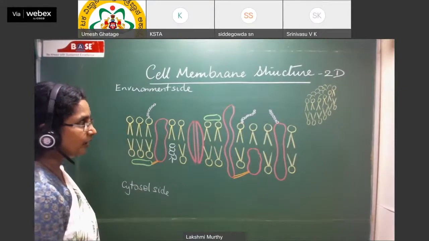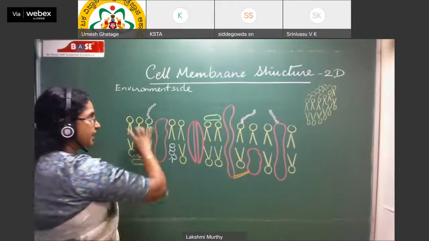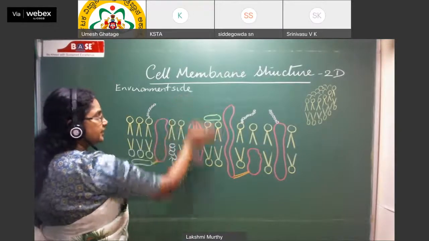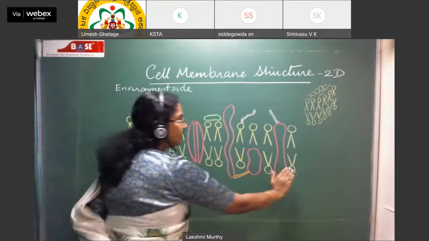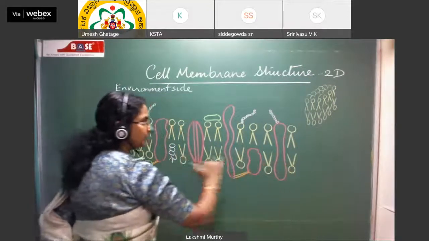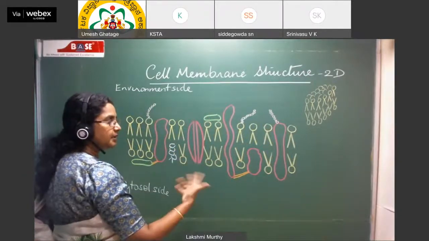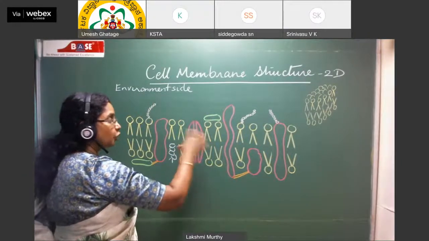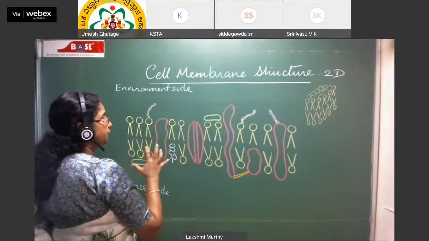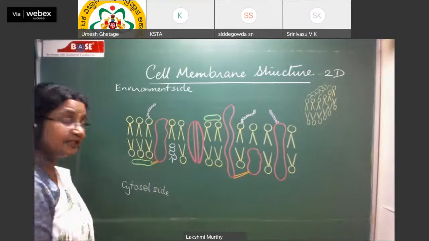Now let us try and understand what all these components are. I've already explained why the bilipid layer is arranged this way. This is the water side, this is the water side. So the heads are hydrophilic, they like water. They are polar parts, so they are present towards the water side. The tails are hydrophobic parts, that is, they are non-polar parts which face one another. This is what you have. Now let's come to some of the functions that you have seen here.